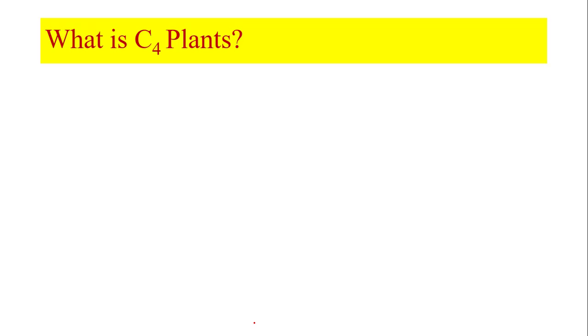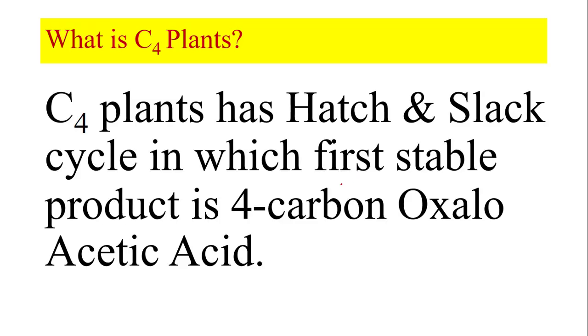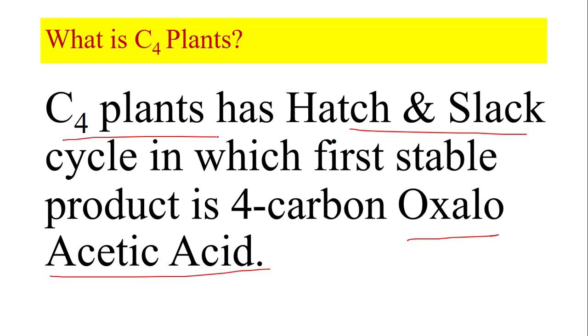What is C4 plants? C4 plants has Hatch-Slack cycle in which first stable product is 4-carbon oxaloacetic acid. Oxaloacetic acid is a 4-carbon compound, so it is known as C4 plants or C4 cycle. C4 cycle is also known as Hatch-Slack cycle.